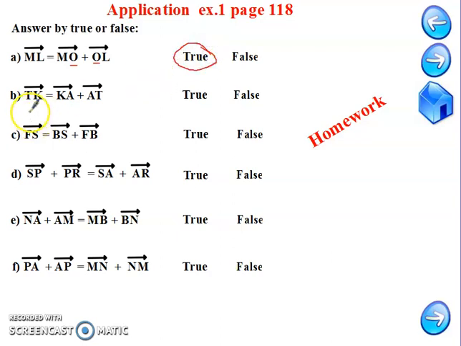The next one, vector TK equal vector KA plus vector AT. Also, to add these two vectors, we are going to use Chasles's rule since we have the same letter A and A, then we will get KT. So the answer here is KT. They wrote TK, which is wrong, so it is false.